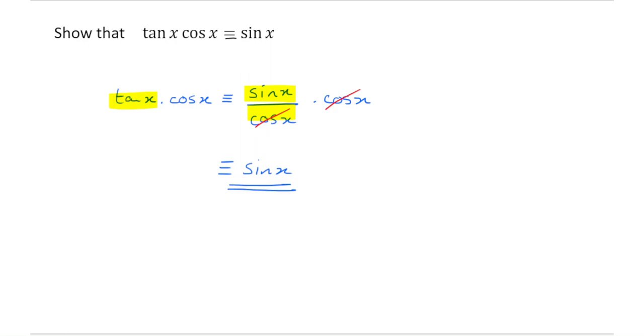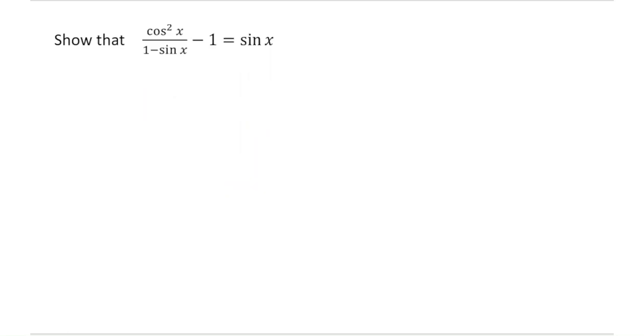All right, let's try the next one. Now this looks more complicated, doesn't it? We've got cos squared over 1 minus sine, minus 1, is identically equal to sine x. All right, so again, we're trying to show that it's the same thing as sine x. So what are we doing? Remember, we're not trying to solve to find x. We're trying to rearrange this left-hand side so that it looks like the right-hand side.